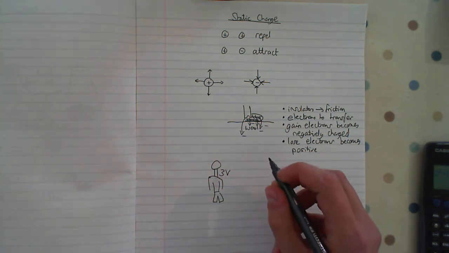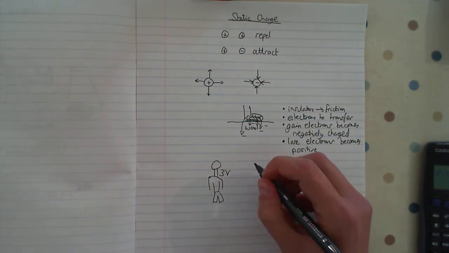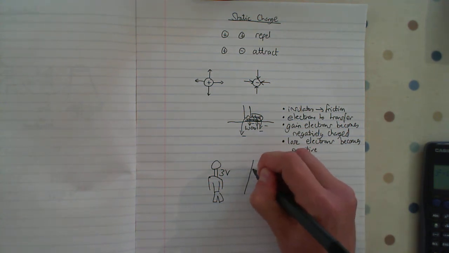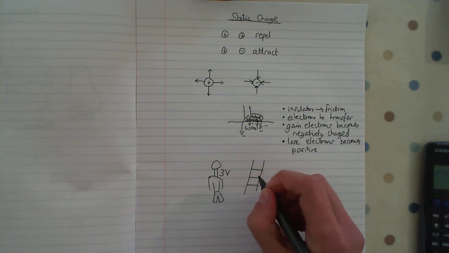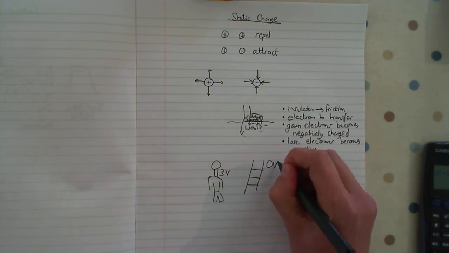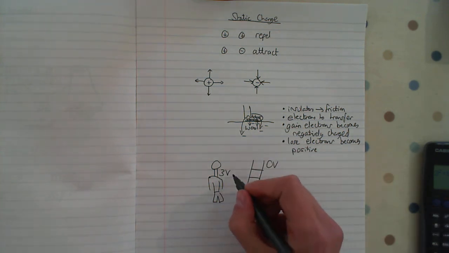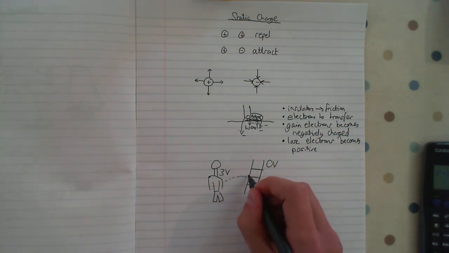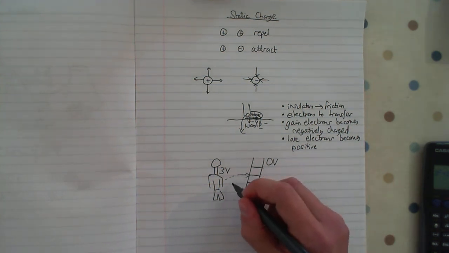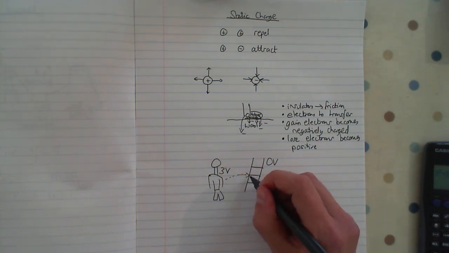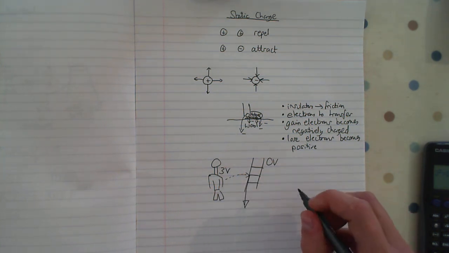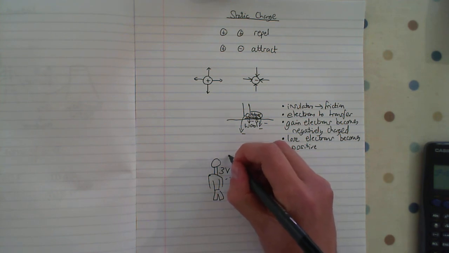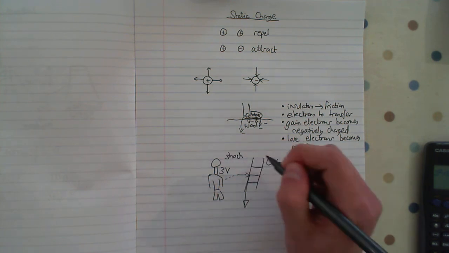If they were to touch a metal object such as a ladder, the ladder's currently got a potential of 0 volts. So what's happened is we've got a potential difference. The current will flow through the body to the ladder and to ground, causing a small shock.